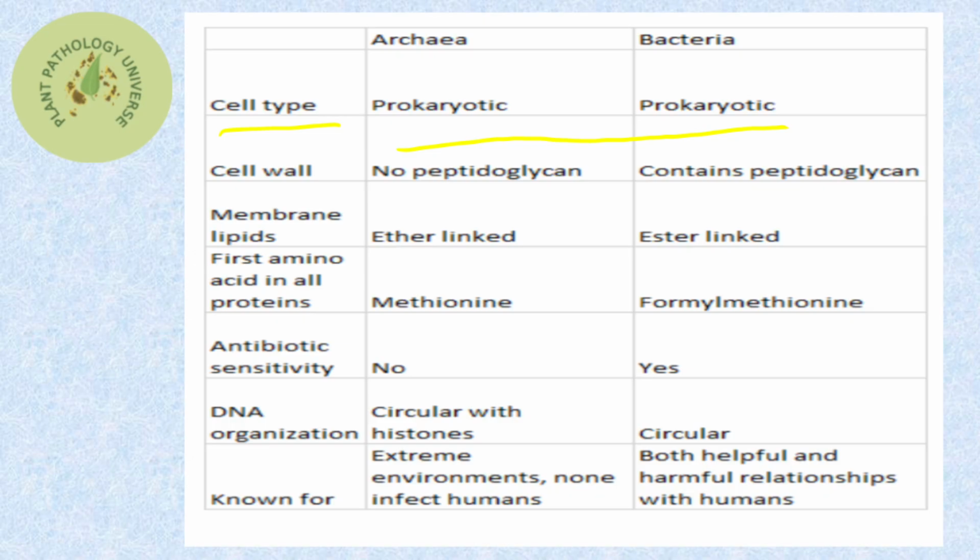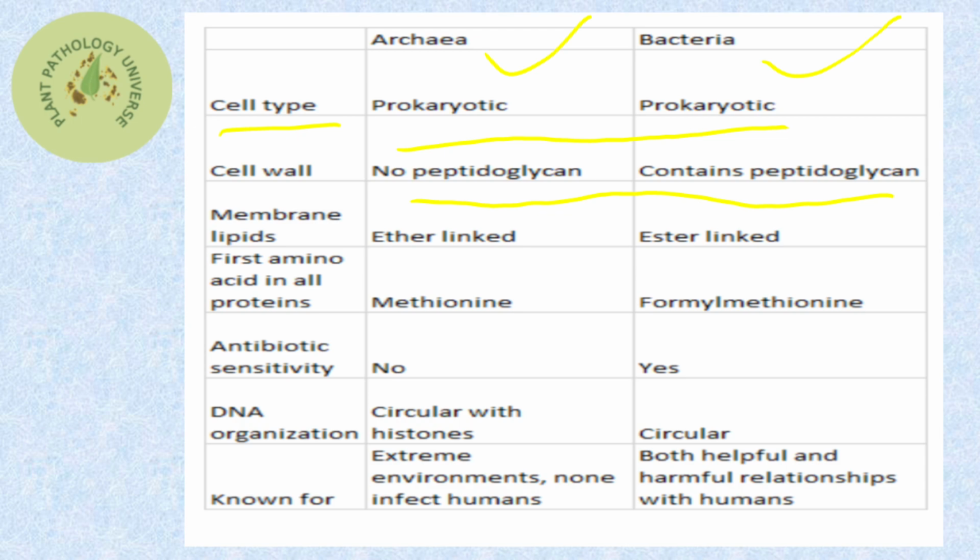But the distinguishing points among these two are that in archaea, the cell wall is composed of a compound known as pseudomurein. However, in bacteria, it is composed of a compound known as murein. Here you can see it is written peptidoglycan. So peptidoglycan is also known as murein, and it is a major constituent of the cell wall in bacteria, and it is not present in archaea, right? So that is the first difference.